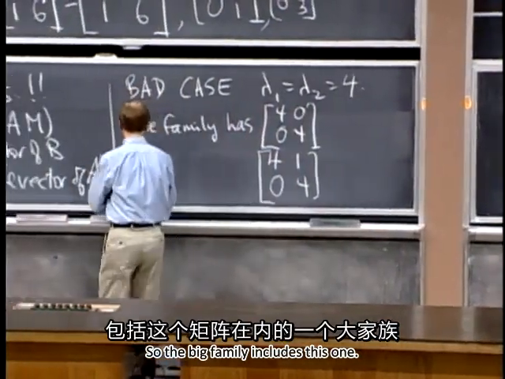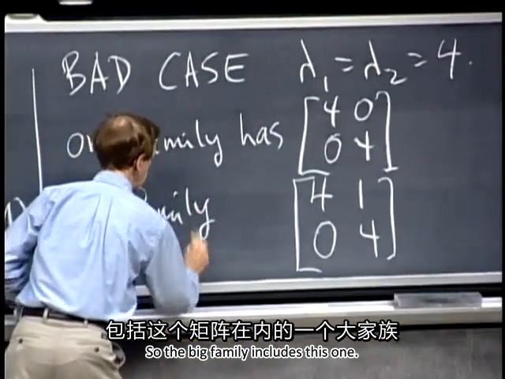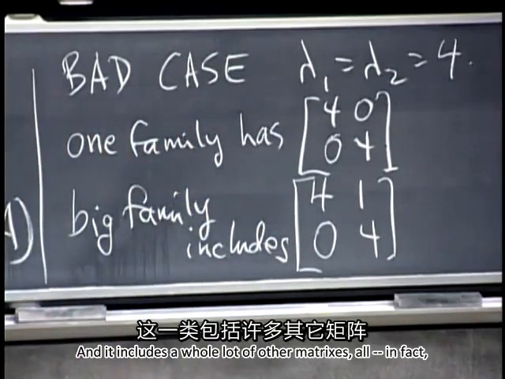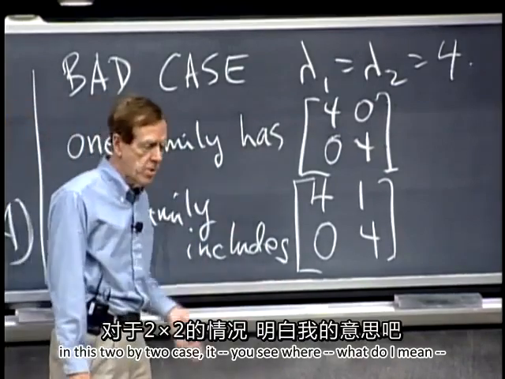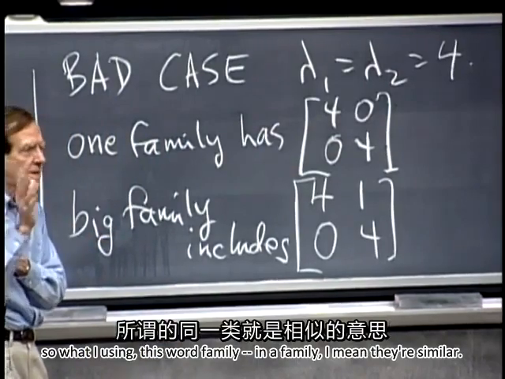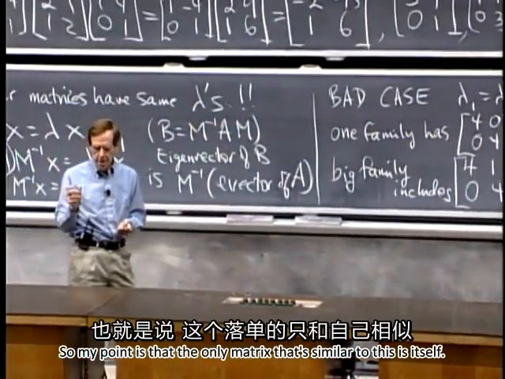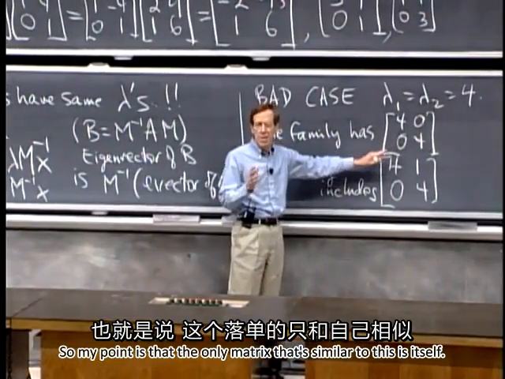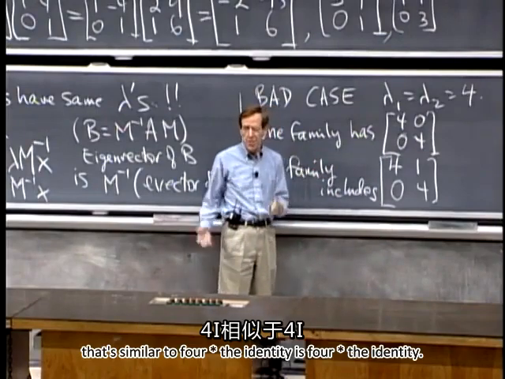So the big family includes this one, and it includes a whole lot of other matrices. In this 2 by 2 case, what am I using this word family for? In a family, I mean they're similar. So my point is that the only matrix that's similar to this is itself. The only matrix that's similar to 4 times the identity is 4 times the identity.